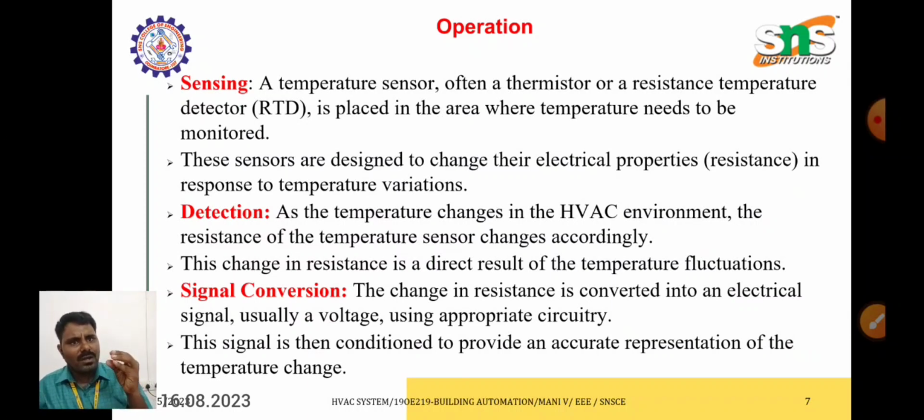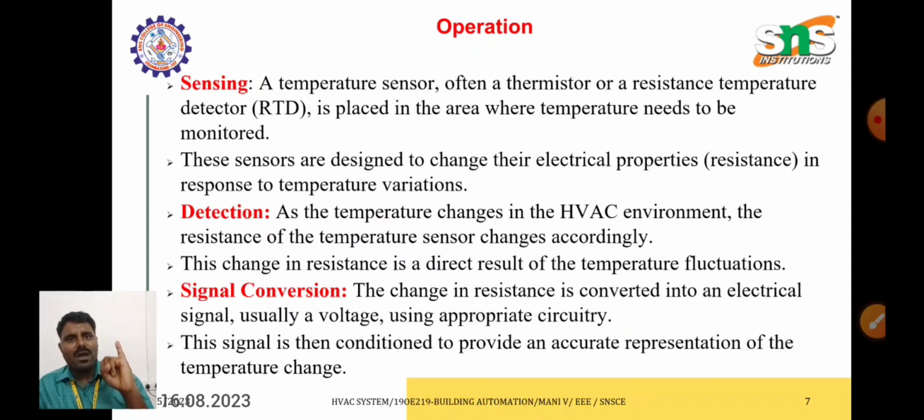The temperature sensor is placed where we have to measure the temperature. The sensors are designed to change an electrical property, like resistance, according to the temperature variation. So first of all, we have to keep a temperature sensor where we have to measure the temperature. The sensor senses the variation in the temperature. If the temperature varies, the physical property, the resistance of the temperature sensor, will vary.